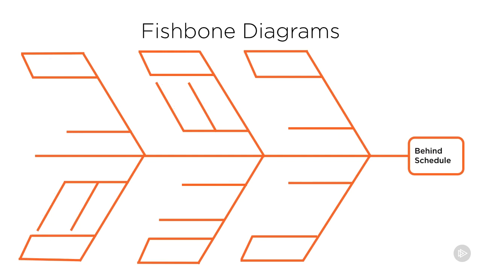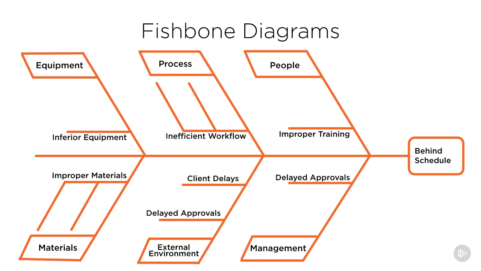Our problem might be that our production is running behind schedule for a new product that we have launched into the market. There are a variety of potential cause categories this could fall in. We might have problems with our equipment, our processes, our people, the materials that we use to make the product, or the external environment in which we're operating, or it could be problems related to management. Within this, a variety of primary causes might include improper training of our people, delayed approvals by managers, client delays or delayed approvals in the external environment, inefficient workflows from a process point of view, or inferior equipment from our equipment point of view. If we have the wrong materials or inferior materials, that could be an issue as well.